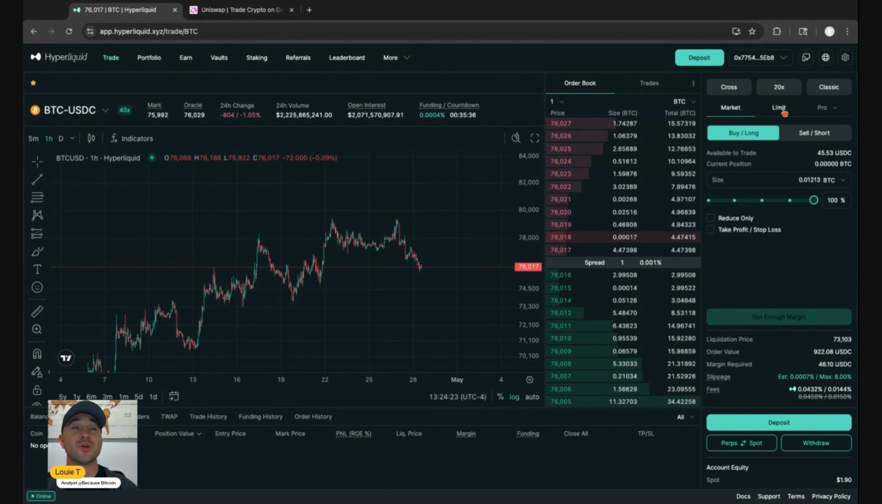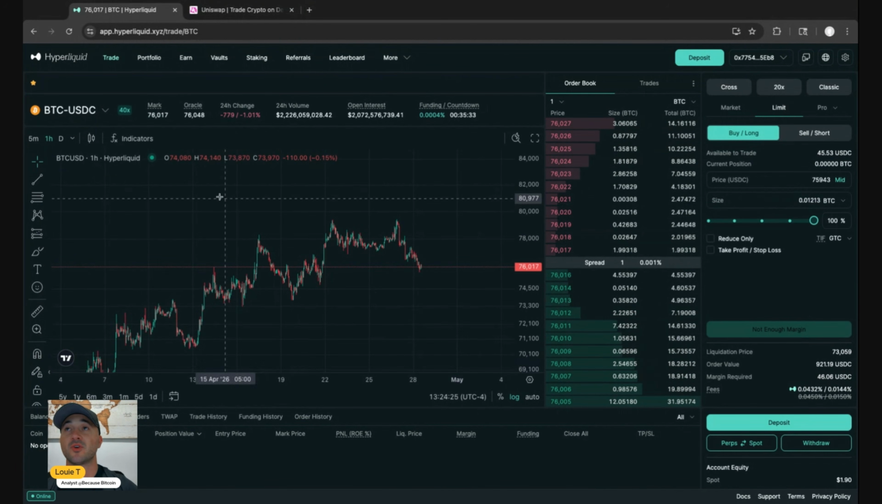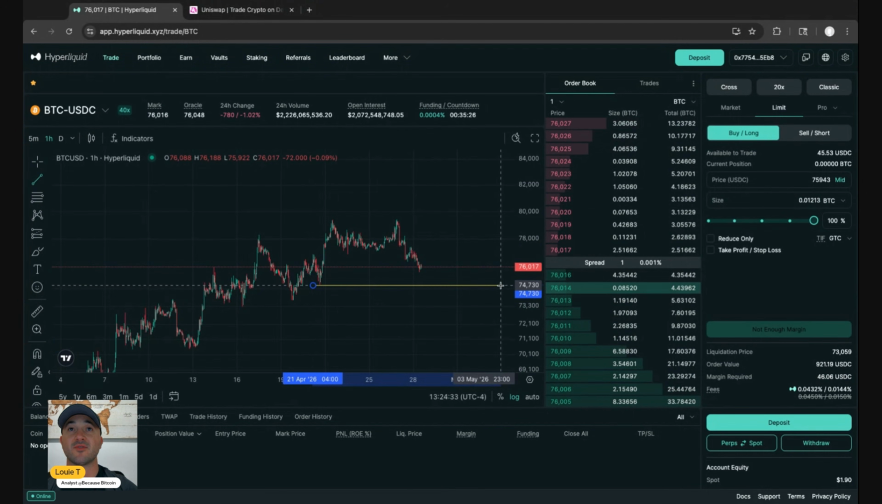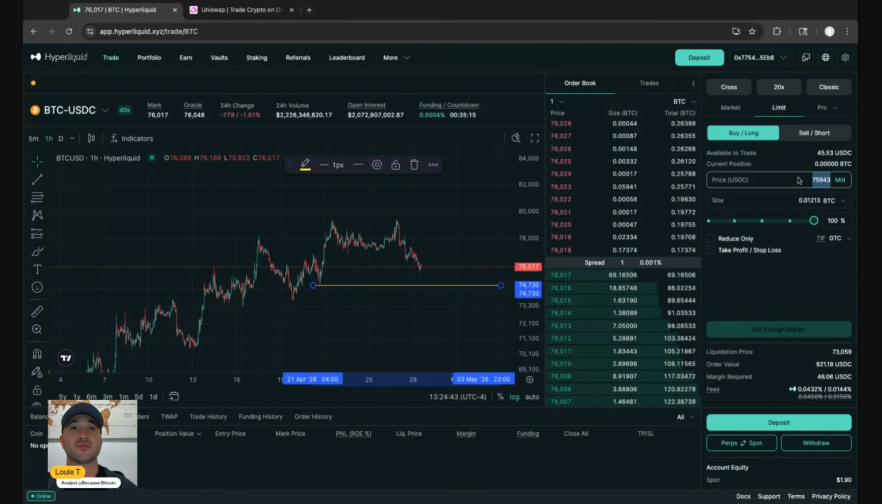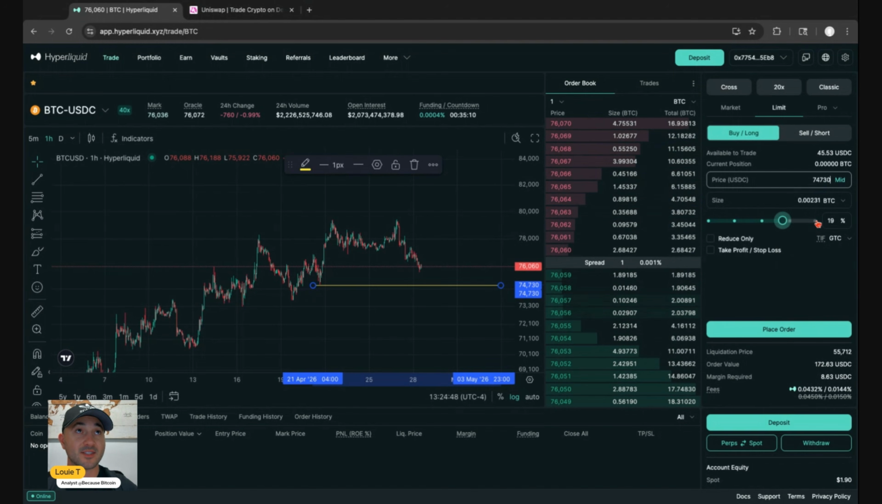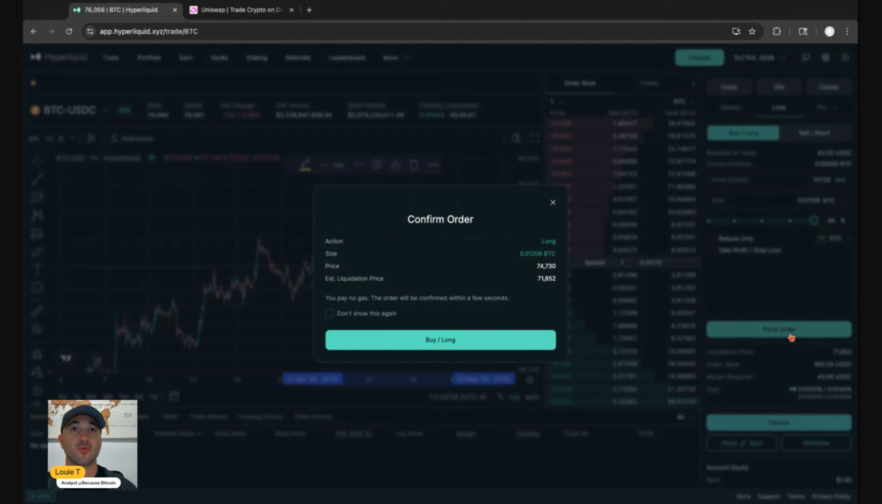If you want to set a limit order, you could also do that as well, where you say, hey, I want to take a trade if price reaches this level, right? $74,730. You would go to limit, buy long, and you would set the price. 74,730. Size your trade correctly. Again, make sure you're checking your cross, your margin type, your leverage type, and your leverage size, and you would place order.